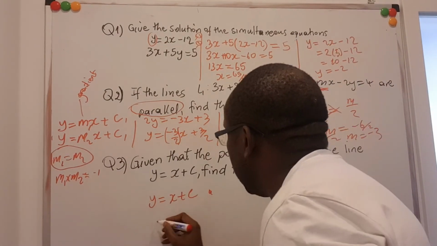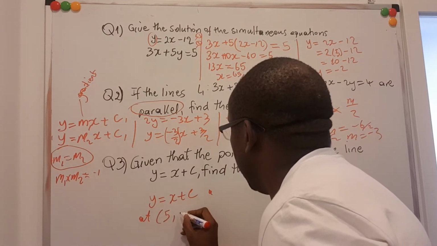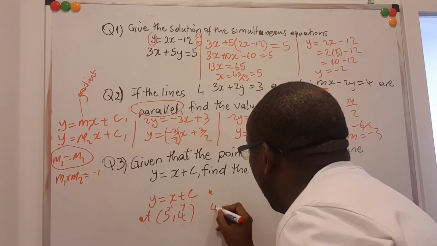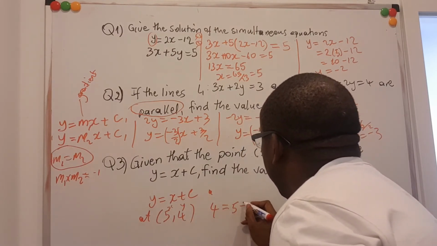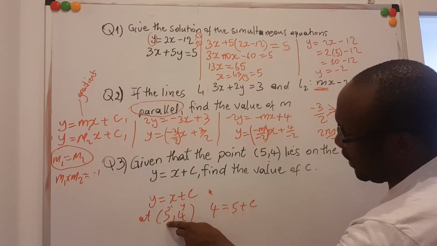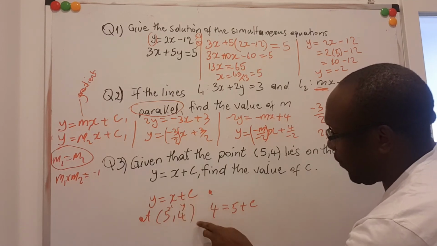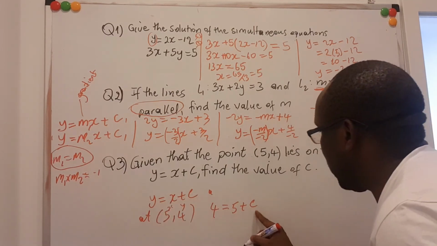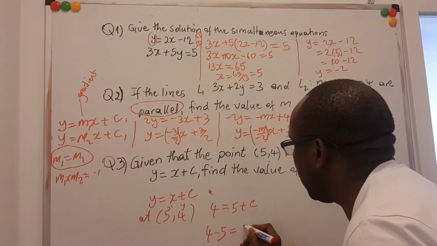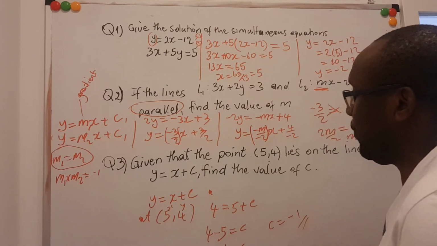At the point 5, 4, this is for x and this is for y. Then we say 4 is equal to 5 plus c. X is the first coordinate there, and the second one is y. So x I put it there, that's 5, y I put it here, 4. To get c, I will just take 5 to the other side, and it becomes minus 5 is equal to c. So minus 1 is equal to c. So c, of course, is equal to minus 1.